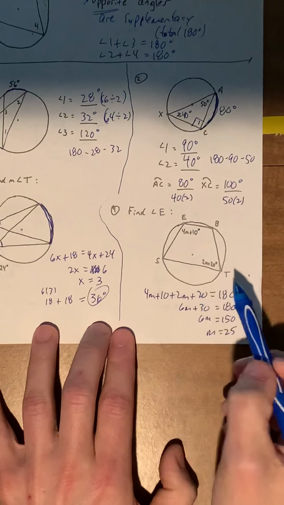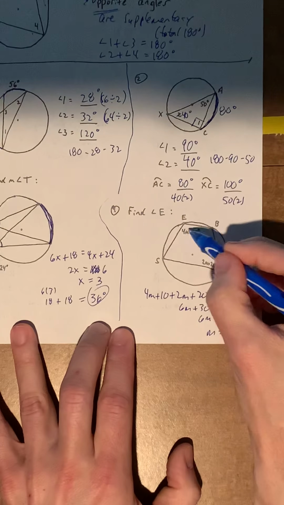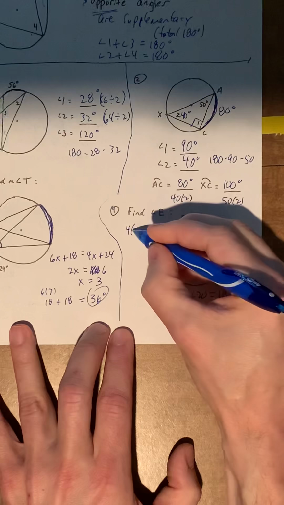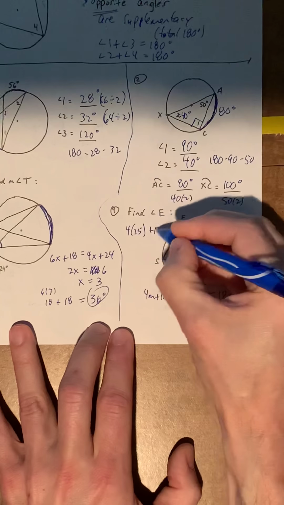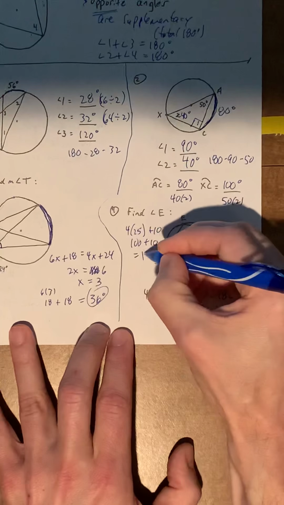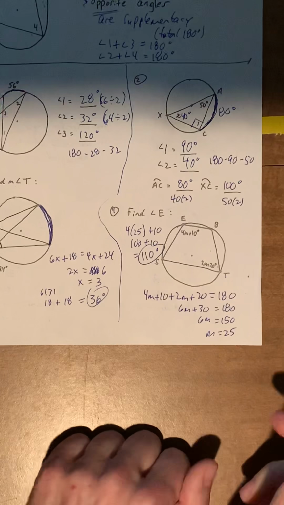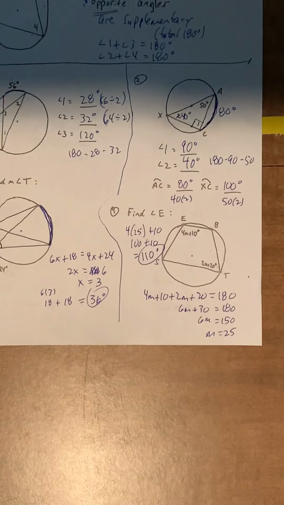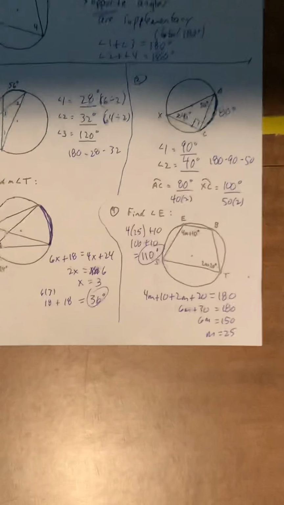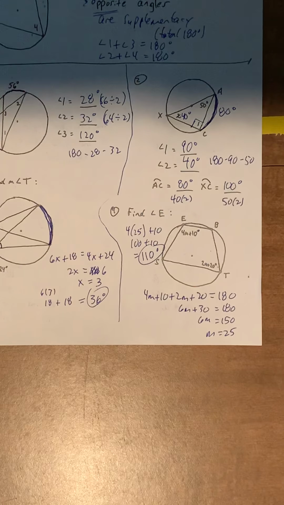Now we want angle E, so we plug it back into this expression. 4 times 25 plus 10. 100 plus 10 equals 110 degrees for angle E. And there you have it, guys. That is section 10.4, inscribed angles, a very important topic and concept in geometry and when we're dealing with circles.